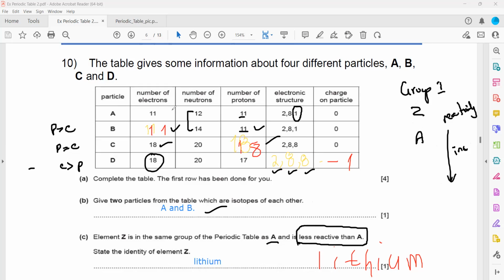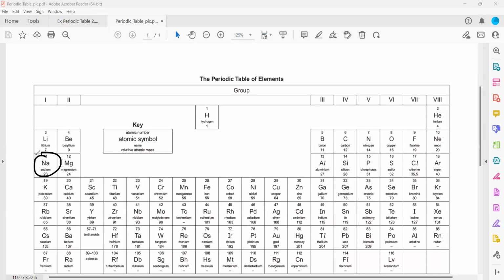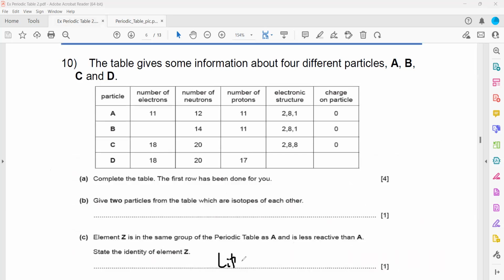And what is A here? A is sodium, because there are 11 protons. So 11 proton means sodium. So which element in the periodic table is above sodium? So if A is sodium, which element is above sodium? That is lithium. So we write that Z should be lithium.